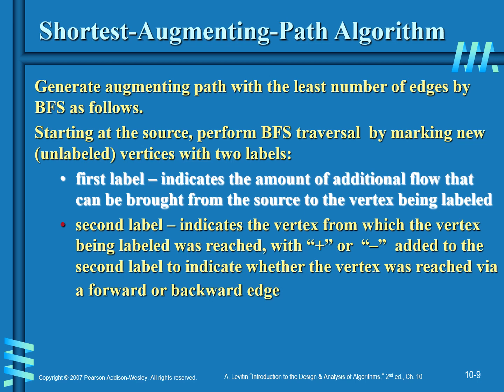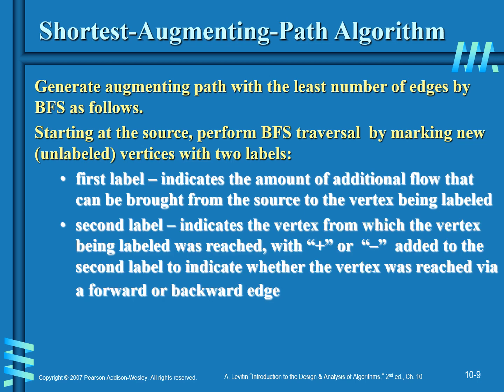So to repeat, each vertex can be labeled with two parts. The first part of the label indicates the amount of additional flow that can be brought from source to that vertex being labeled. The second part indicates the vertex from which the vertex being labeled was reached, with a plus or minus sign, which indicates whether it is a forward edge or a backward edge.